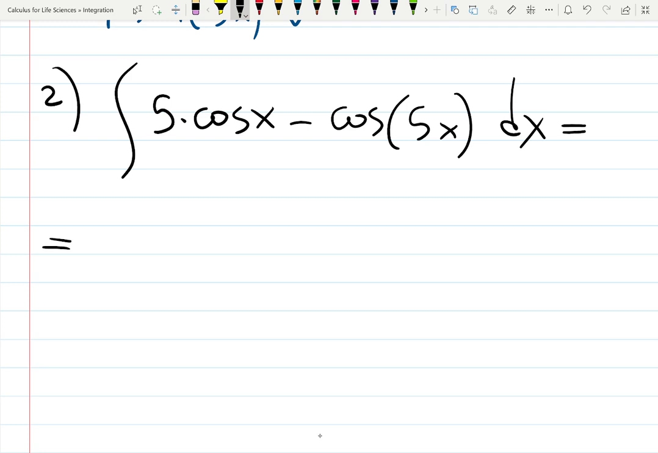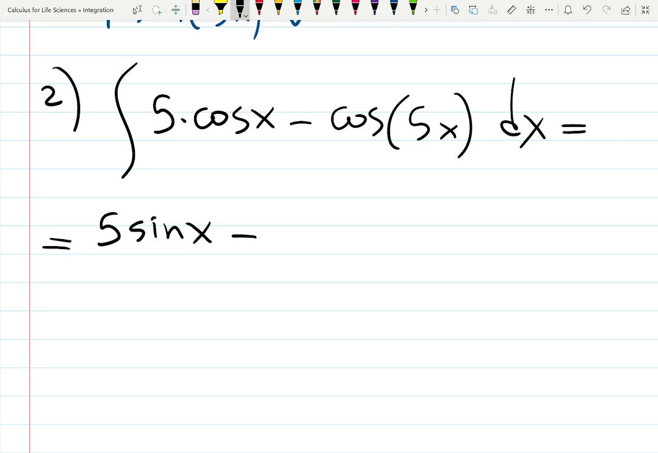Integral of 5 cosine. Who knows what it is? 5 cosine. Just yell. 5 sine. How do I know? Because derivative of 5 sine is 5 cosine, right? If you differentiate 5 sine, gives you 5 cosine. In your mind, you always just check very fast. That's how you calibrate the negative sign if needed.